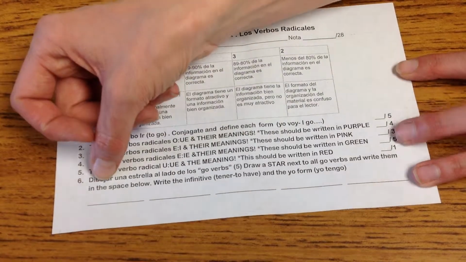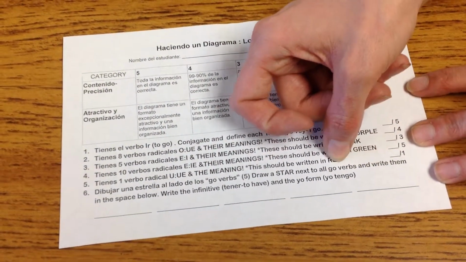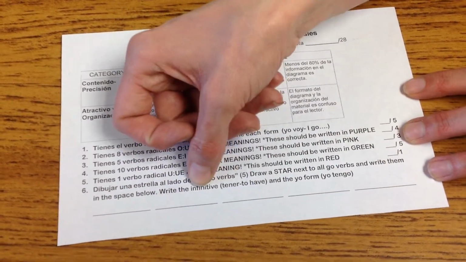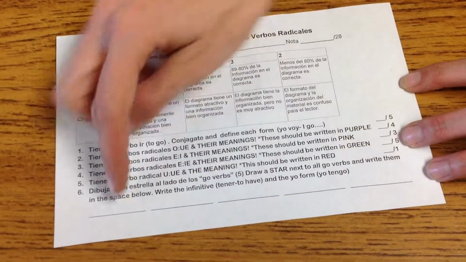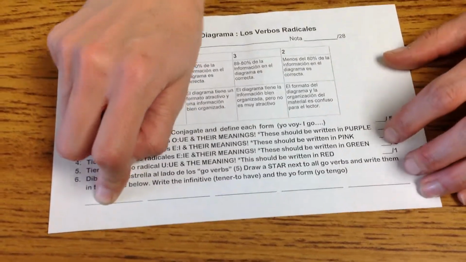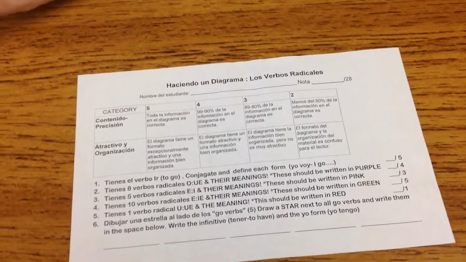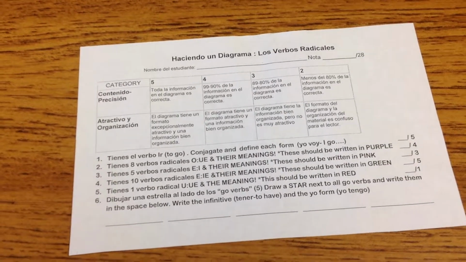And then the last thing you need to do is, you draw a star next to all the go verbs and write them in the space below. Write the infinitive, tener means to have, and the yo form, yo tengo. So below, when you turn this rubric in to me, I'm going to see 5 yo verbs with their infinitives and what the yo form is. Bien? ¿Todo bien? Sí, dime.